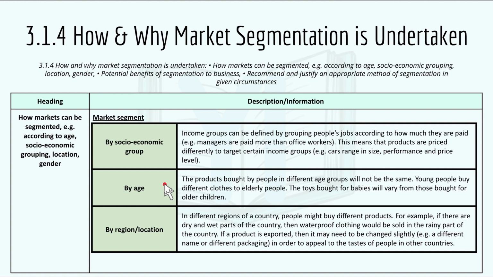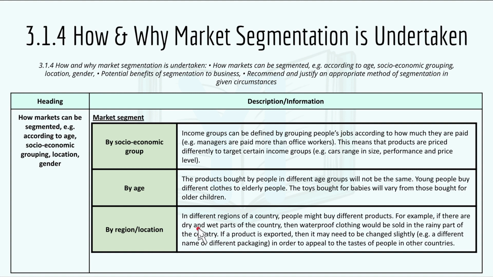And number 2, by age. The products bought by people in different age groups will not be the same. Young people buy different clothes to elderly people, and the toys bought for babies will vary from those bought for older children. Number 3, by region or location.